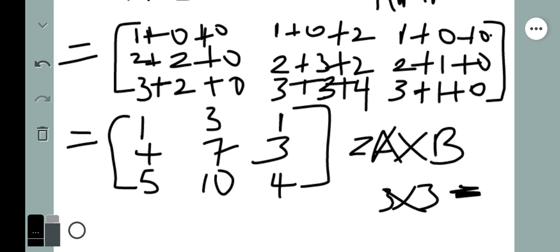Very simple. Okay, so in the next video, we are going to be looking at the determinant of a matrix, and from there we'll possibly move to the inverse and the likes.